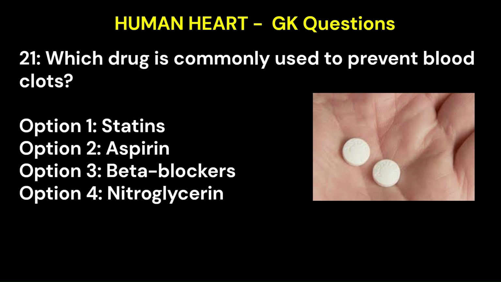Question number 21. Which drug is commonly used to prevent blood clots? The options are: Option 1, statins. Option 2, aspirin. Option 3, beta blockers. Option 4, nitroglycerin. The correct answer is aspirin.